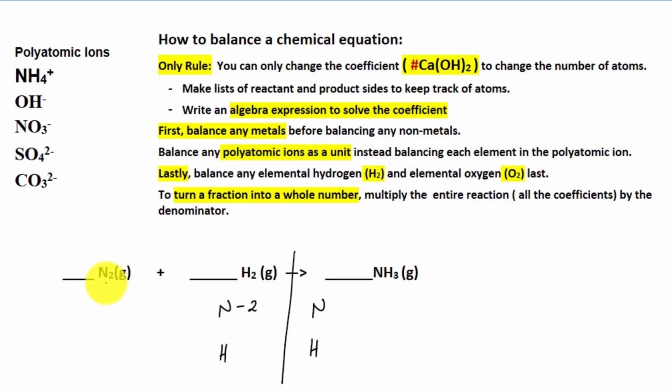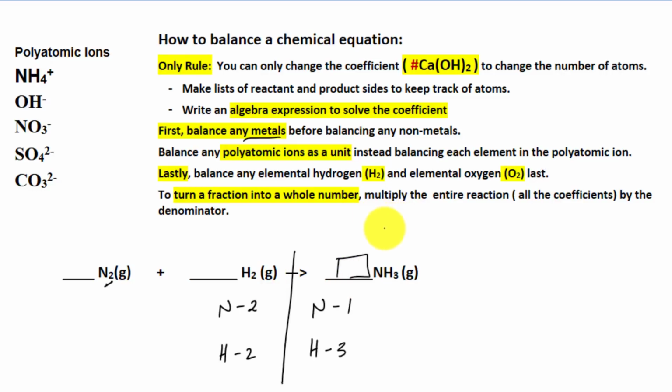So in this case, we have 2 hydrogen. In this case, we have 2 nitrogen. We have 2 hydrogen. And here we have 1 nitrogen. And what else do we have? 3 hydrogen. In this case, we don't have any metal, and we're going to go straight to the next non-metal we have, which is nitrogen. And nitrogen over here has 1, and over here has 2. So what goes here will give me 2.